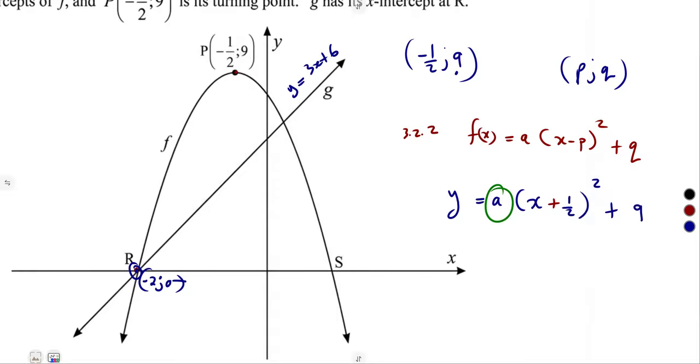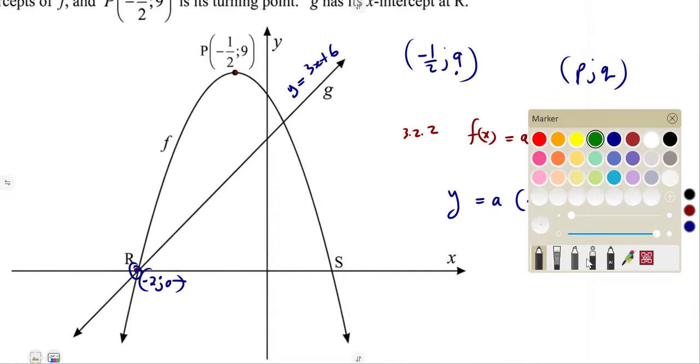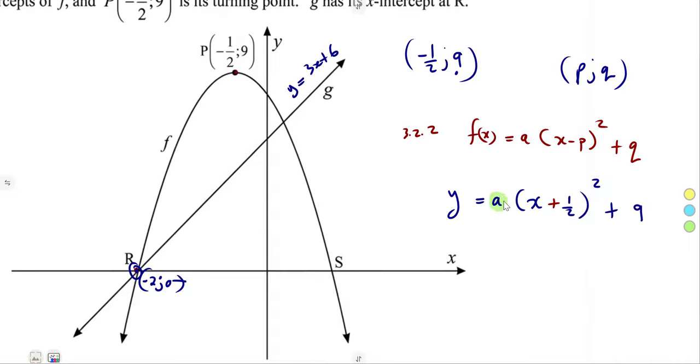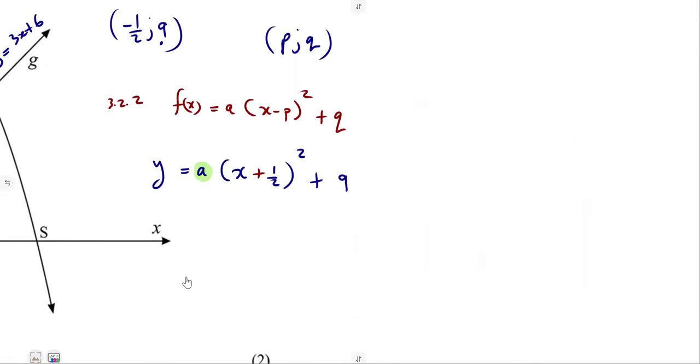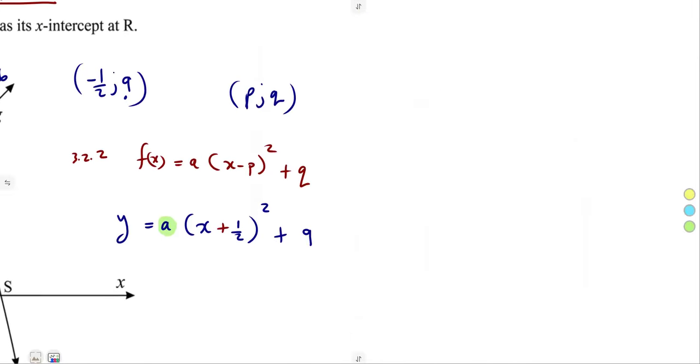So you have got a presentation, but in this presentation, we do not have the value of a. So where and how can we determine the value of a from any given point besides the turning point, anyone? That's where we take advantage of this one, the R there, because R is a common point for both f and g. We can use that. So from point R (minus 2, 0), we've got the x value and the y value.